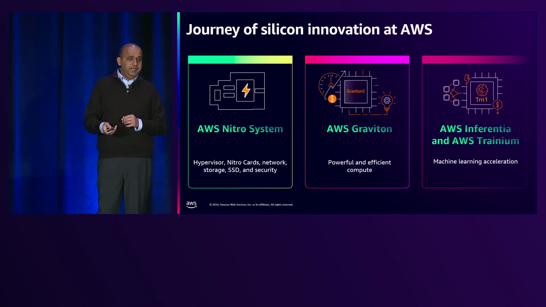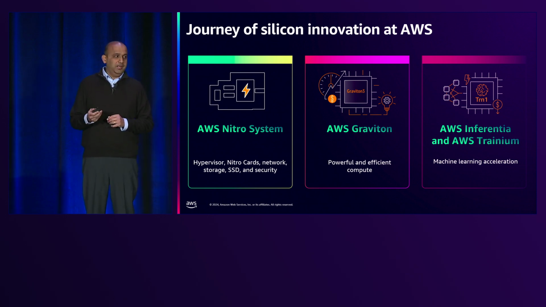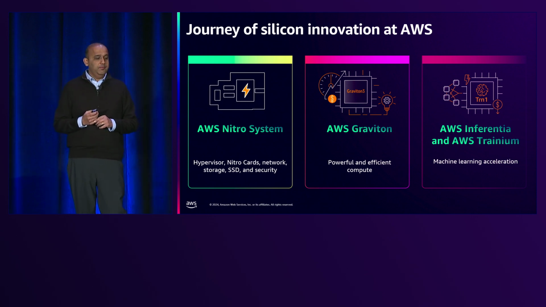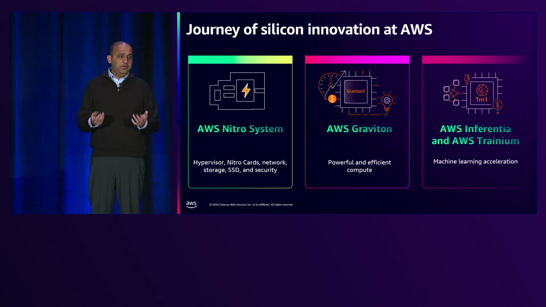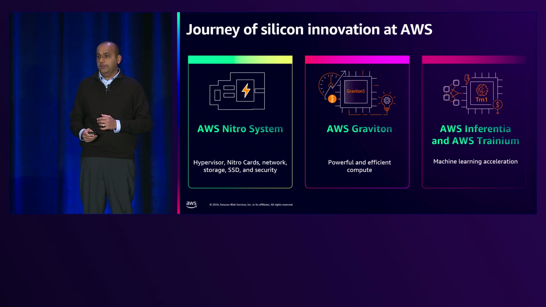In Inferentia and Trainium, we have custom chips that are designed to accelerate machine learning, deep learning, as well as generative AI applications. And then we have Graviton, which is our general purpose chip for modern servers, targeted at delivering the best price performance for nearly every workload in the cloud.